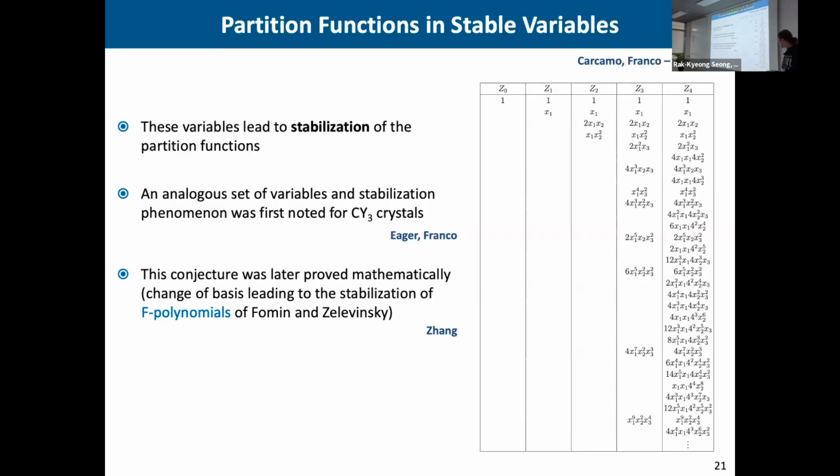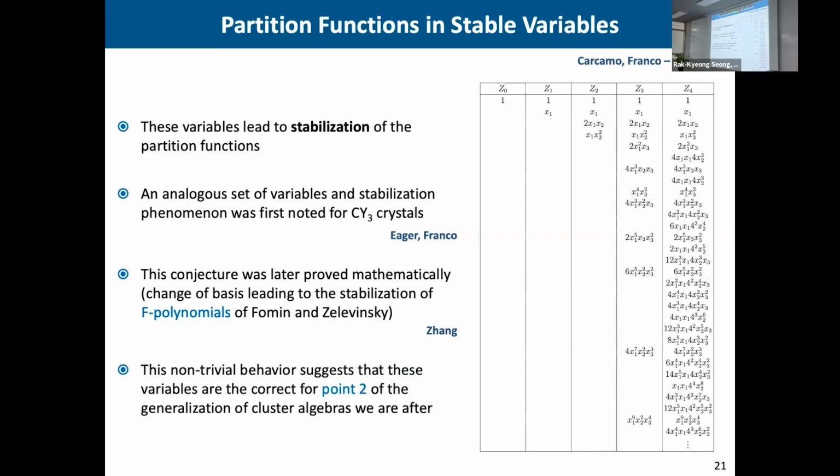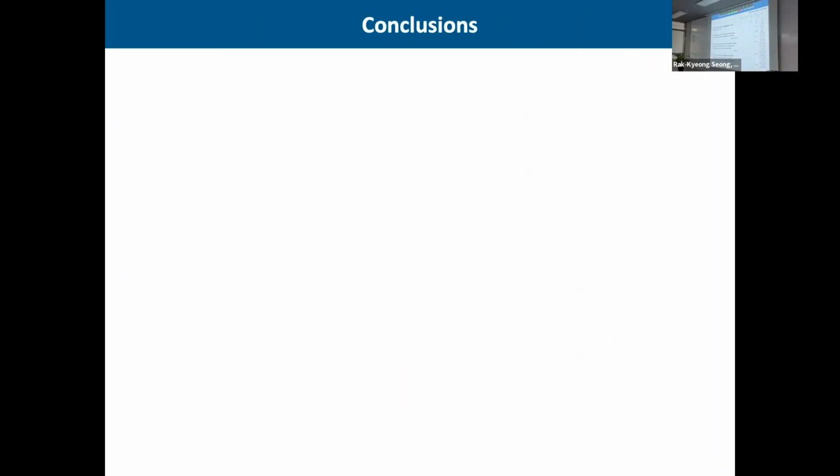The way they call it, the partition functions for the crystal, they call it the F polynomials. And what they say is that they prove that there's a change of basis conjecture by Igor and Franco, which leads to the stabilization of the F polynomials of Fomin and Zelevinsky. Okay, so I think that this is evidence that that change of variable is indeed what we want. So it's what covers point 2.